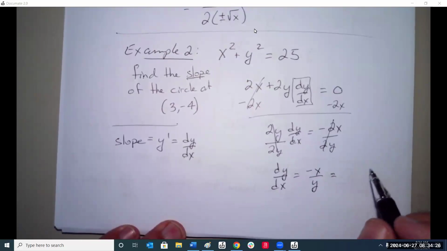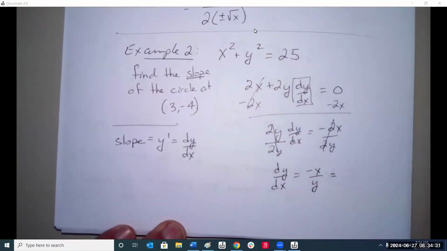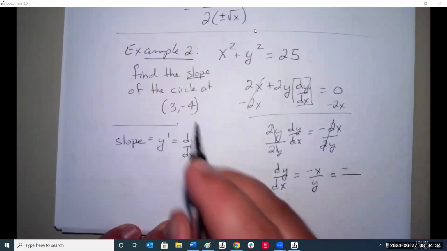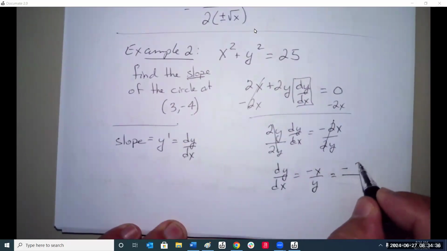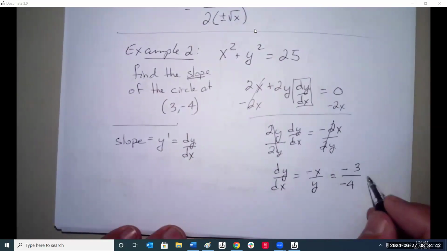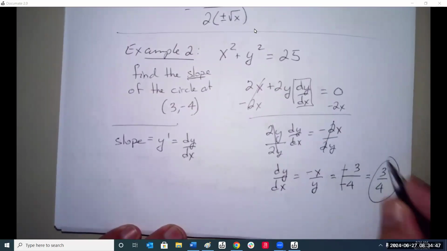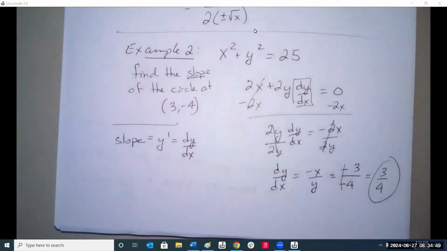Remember, it's at the point (3, -4), so those are our x and y values. x is 3, so it's -3, and y is -4. The negatives cancel, so we're left with 3/4. That's our slope of the function at that point. Okie doke, well, that's that one. So now we'll just do the next ones. Let's look at example 3.